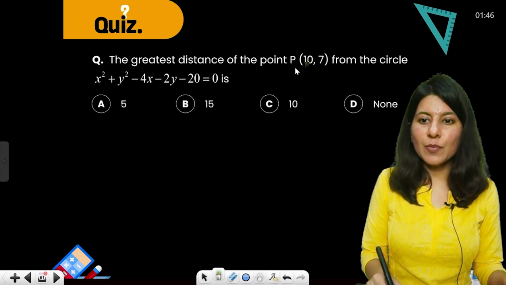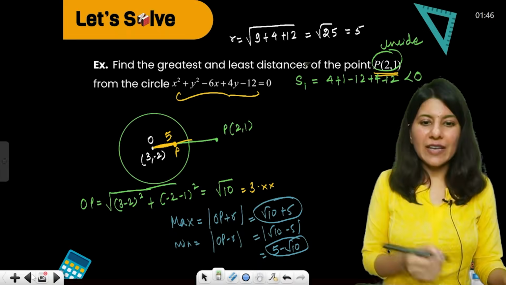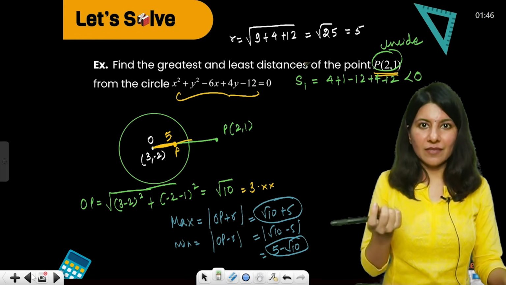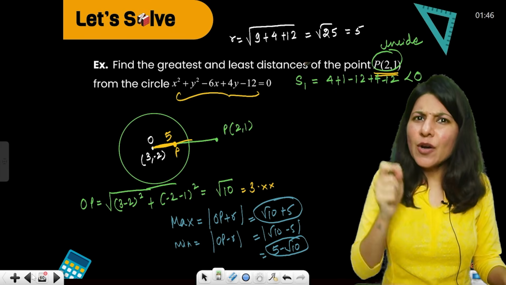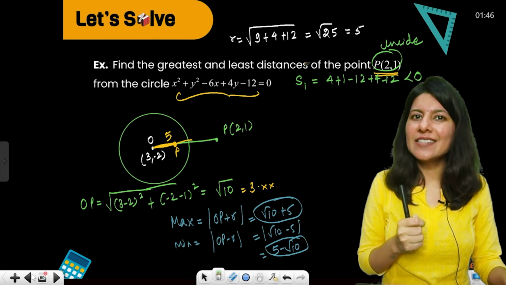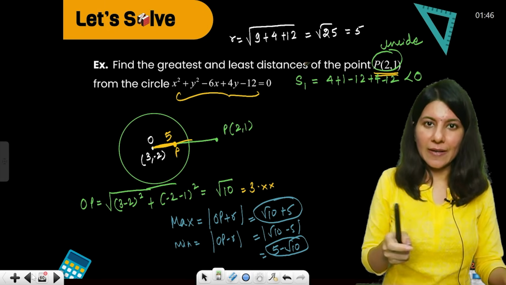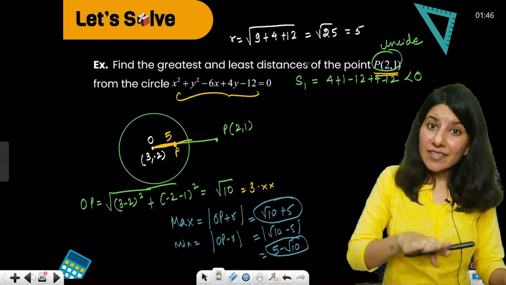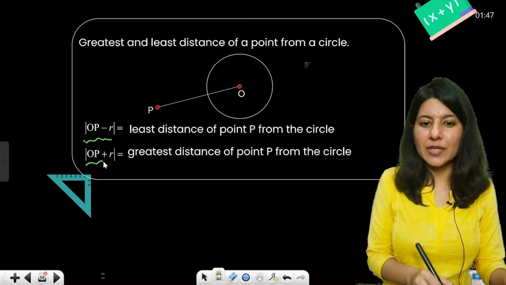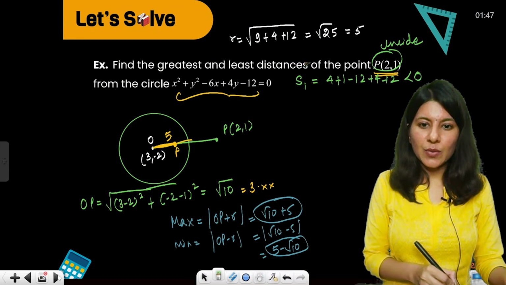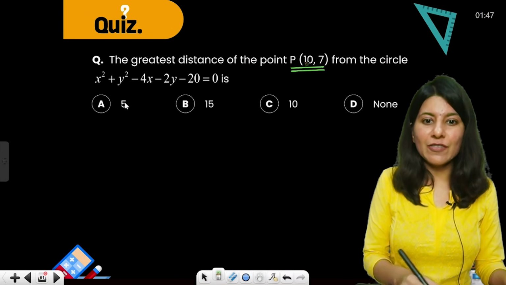The greatest distance of the point P from the circle. Okay. So there will actually be 3 cases. In this situation, the point can lie on the circle. If the point is lying on the circle, tell me the greatest and least distance. The greatest and least distance will be 0, right? Because the point is lying on the circle. And if the point is lying inside or outside the circle, just take care of this modulus. Okay. So now, in this next question, the greatest distance of point (10, 7) from the circle.